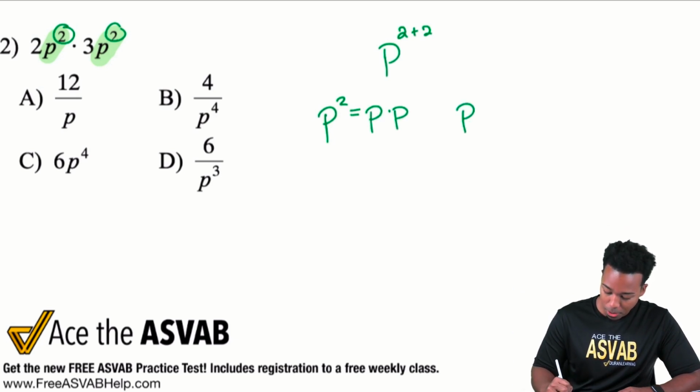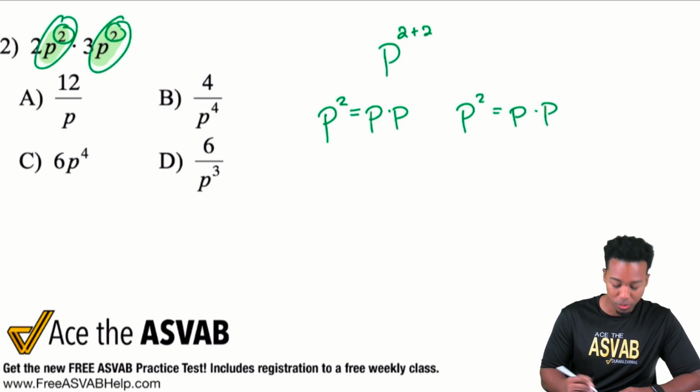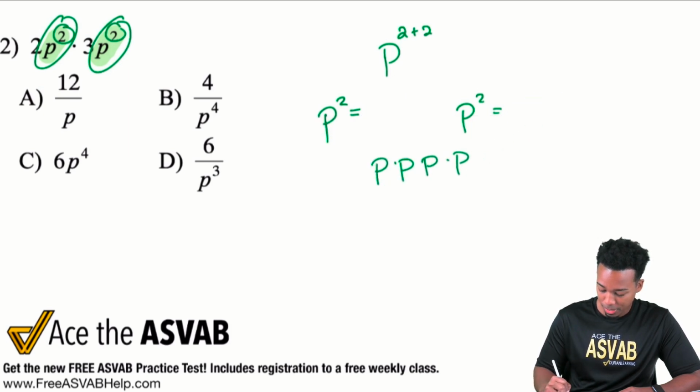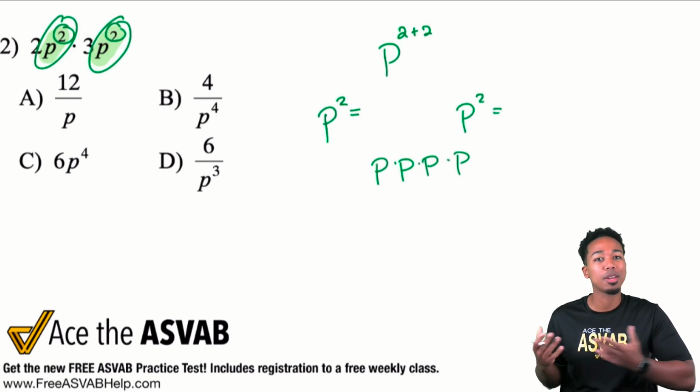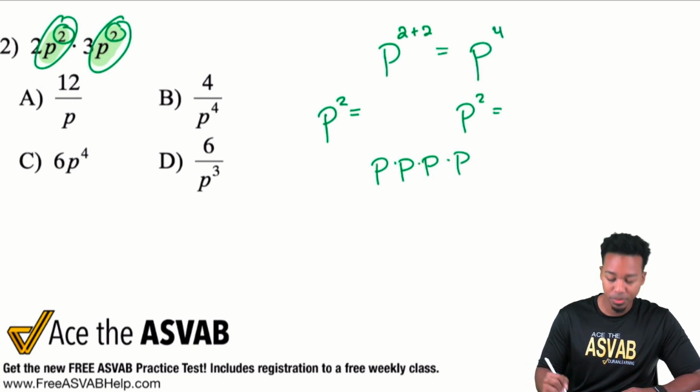But if you have another p squared, think about it, my party people, you have p times p again. So if you have p squared multiplied by p squared, think about it. That's essentially going to be p times p times p times p. And so how many p's do we have? We have 4 total. We're going to add up the number of times it's being multiplied because that's going to give us p to the power of 4.